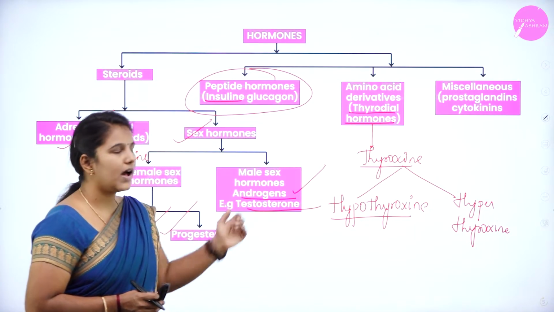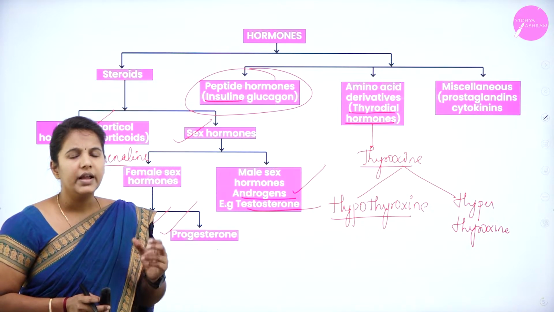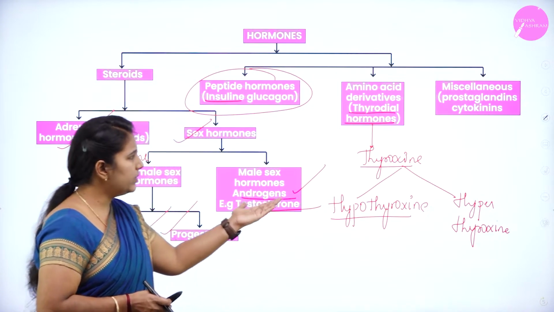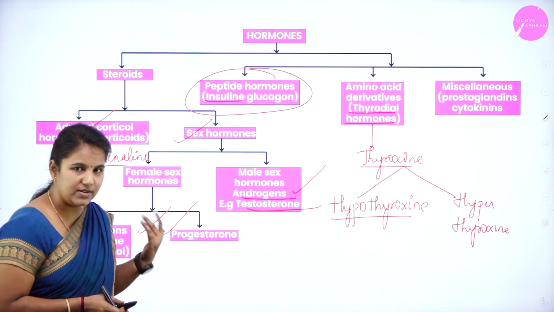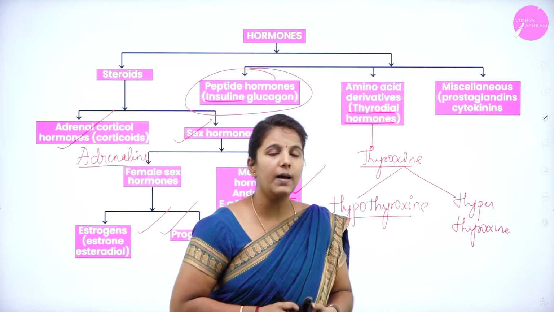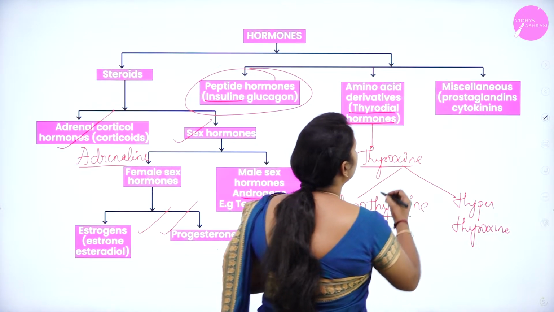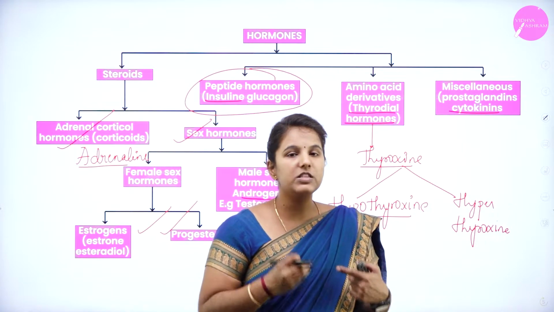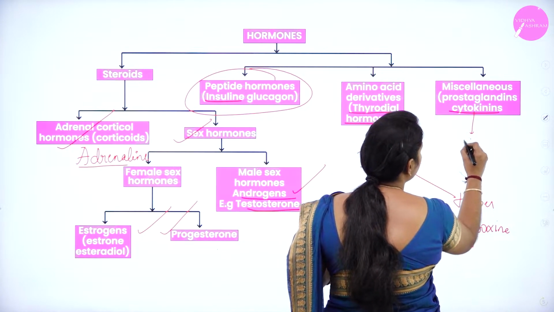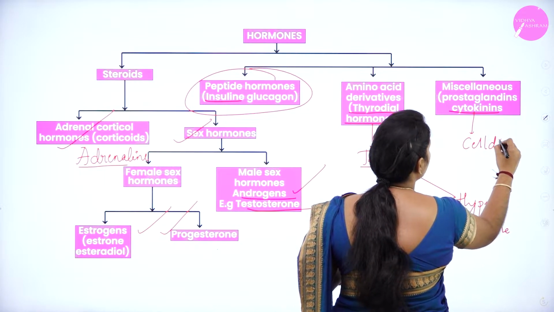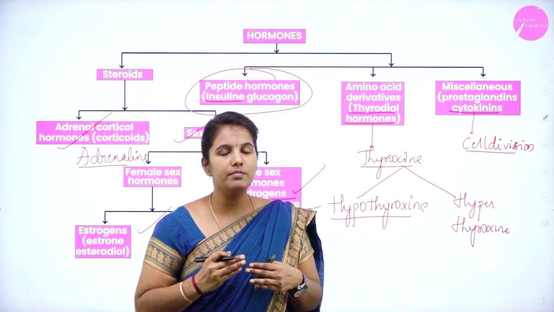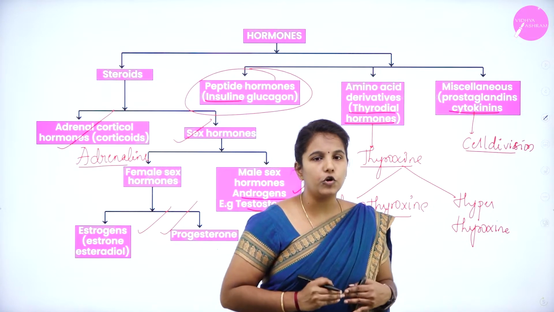When it comes to the last one, that is the miscellaneous one. Miscellaneous means these are the group of hormones which do not belong to the groups we have discussed now, which are the other different kinds of hormones found in the plants, especially cytokinin. Cytokinin is produced in the plant cell and enhances the cell division. Enhances what? Cell division. This is how we can broadly classify the hormones into the following types.